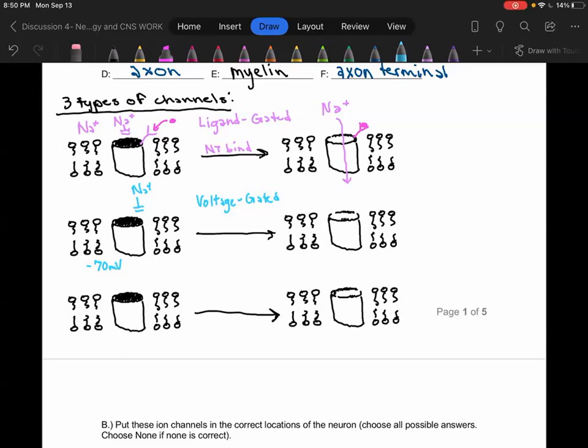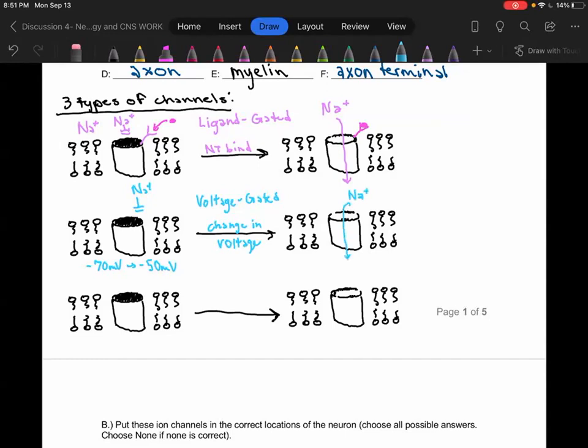So something will happen inside the cell that will cause it to change voltage. And what we see is that this change in voltage is going to allow that channel to open. So we have a voltage change, which is going to open the channel. So now that sodium is able to move into the cell.